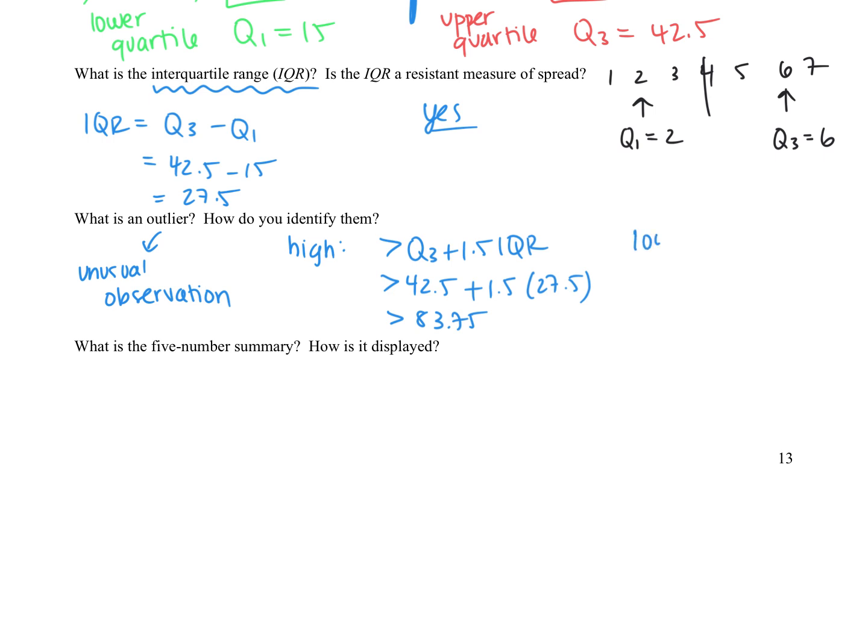The low end will be any numbers less than Q1 minus 1.5 times the IQR. So our Q1 was 15, minus 1.5 times that IQR. So anything less than negative 26.25 is an outlier. Obviously, that doesn't make sense in our case. It just tells us there are no outliers on the low end.